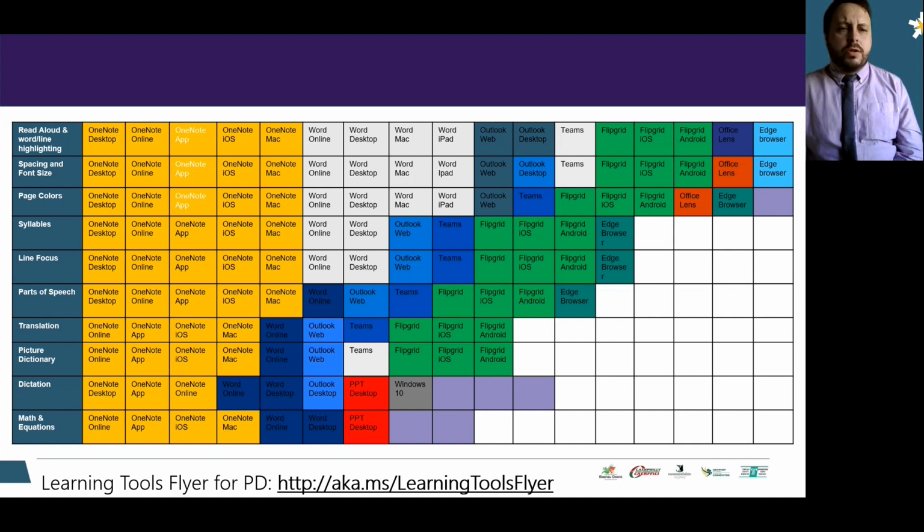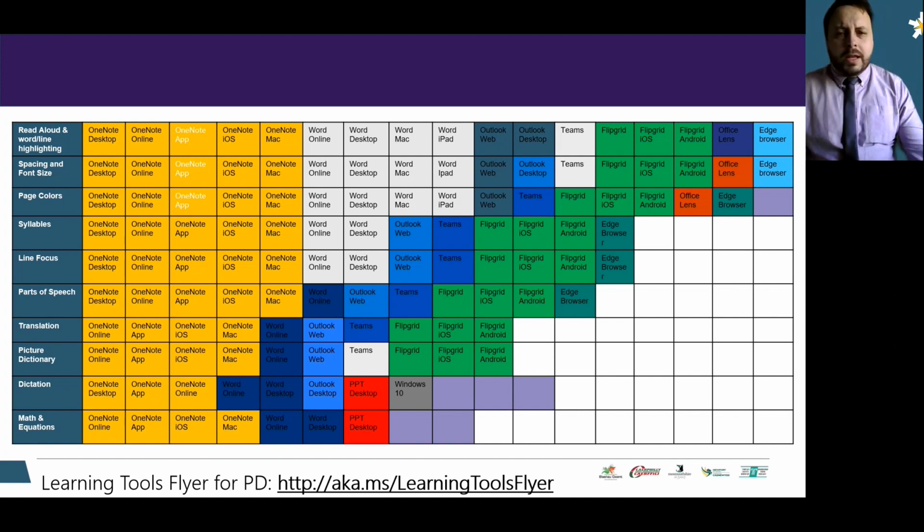On the left-hand side, you can see the specific learning tools. So you've got Read Aloud, spacing and font size, page colors, syllables, line focus, parts of speech, translation, picture dictionary, dictation, and maths and equations. Then across that line, you can see beside it every single Microsoft application that learning tool sits within. For example, the Read Aloud tool is in OneNote Desktop, OneNote Online, the OneNote app, OneNote on the iPads, OneNote on Mac, all the different Word applications. We see it within Outlook, within Teams, on Microsoft Flip, on Office Lens, and on the Edge browser. So again, a wide variety of tools, not just the ones we've looked at today. It's across all of them.